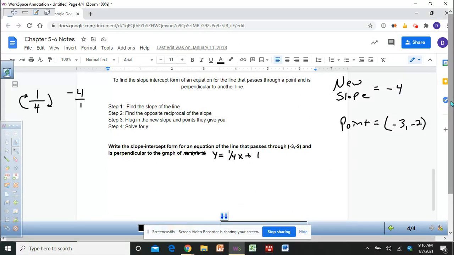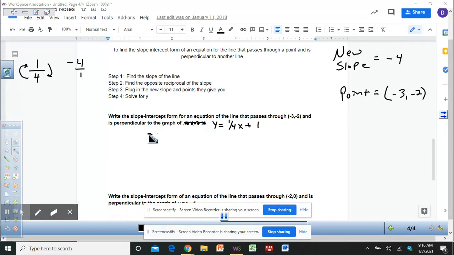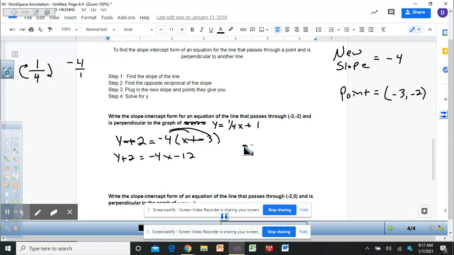Once we have those two things, it's the exact same as parallel. So you're going to go y minus -2 equals -4 times x minus -3. Change those to some pluses. Y plus 2 equals -4x minus 12 because I distributed. And then we're going to subtract that 2 from both sides. Y equals -4x minus 14.